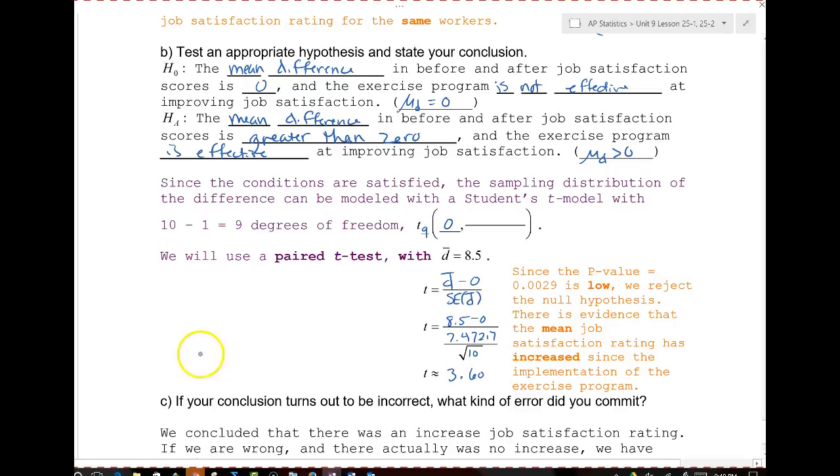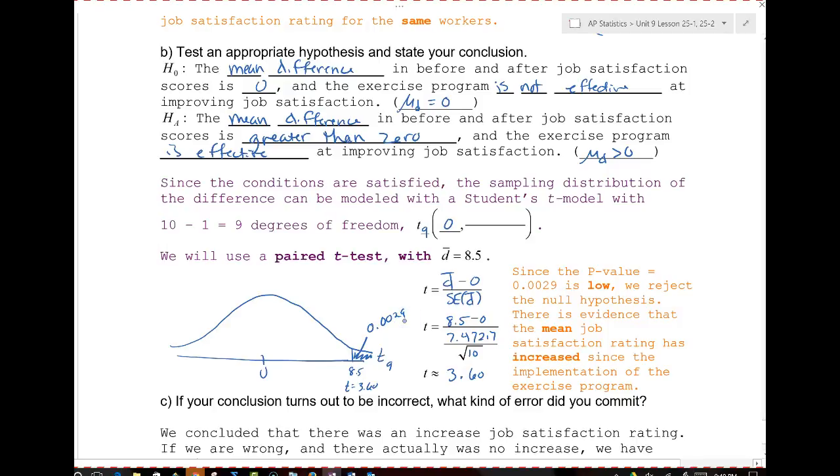Now, what would that look like? Well, first of all, it's a t-model. So we're going to say this is a t-model at 9. Here's 0. We know our value is over here at 8.5. Our t-score, which is right below that, is 3.60. Our p-value, when we punched it into the calculator, was something like 0.0029. Guys, would you reject?